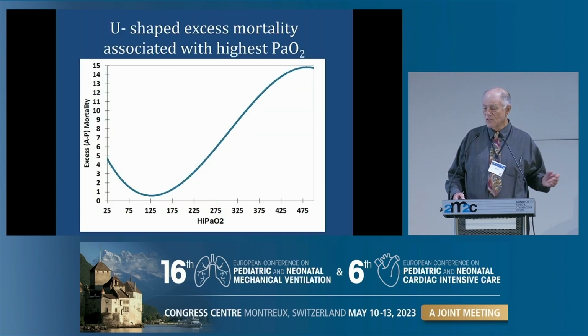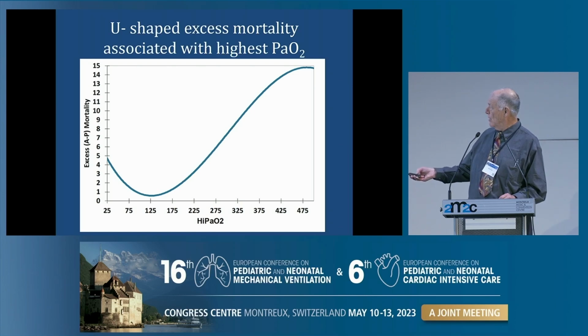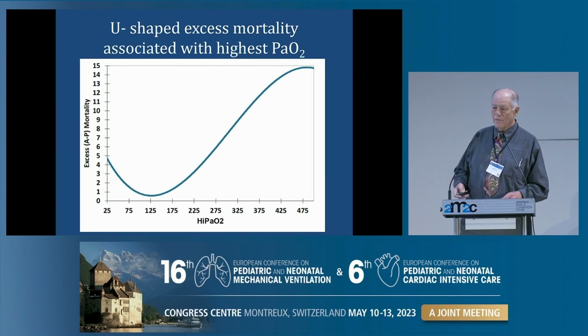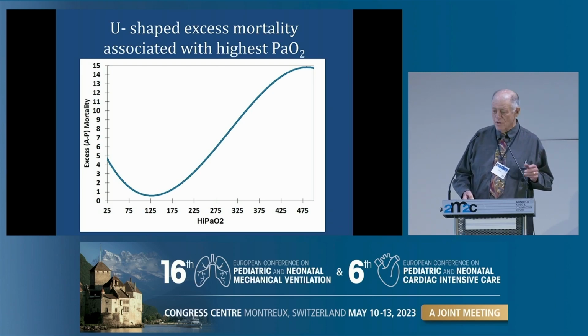So this is the excess mortality compared to the highest PaO2 the patient saw. So these never saw PaO2s above 100, and these were the higher ones. And this is a binomial regression of individual data, and you can see there's a very marked U or J shape, depending on how specific you want to be, effect here in general.